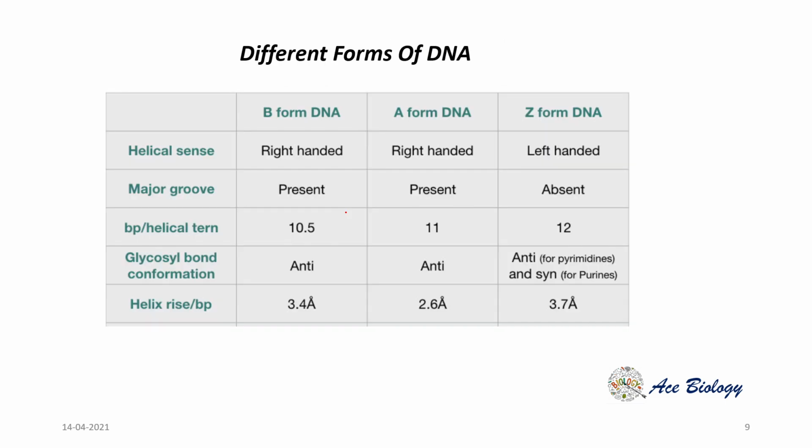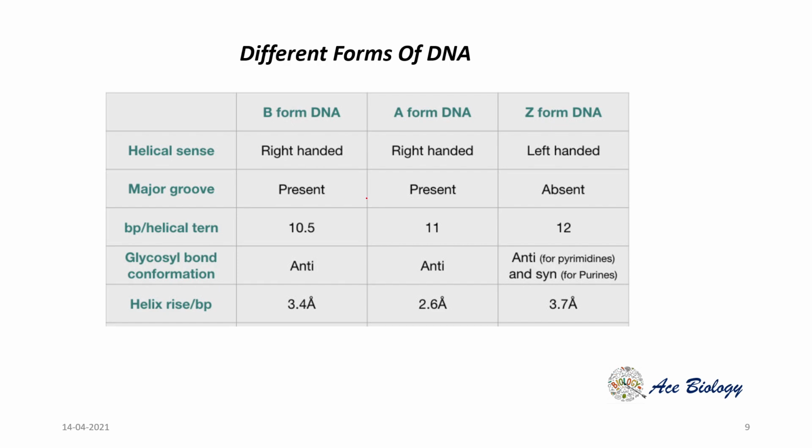Now in nature, we are having different forms of DNA. The most important are the B form, A form, and the Z form. There will be a little difference between all these forms in the base pairs present per helical turn, the grooves, and the helical sense, like whether it is having a right-handed turn or a left-handed turn. So in case of B DNA and A DNA, the helical sense will be right-handed, that is the clockwise, and in case of Z DNA, we'll be having left-handed helical turn.